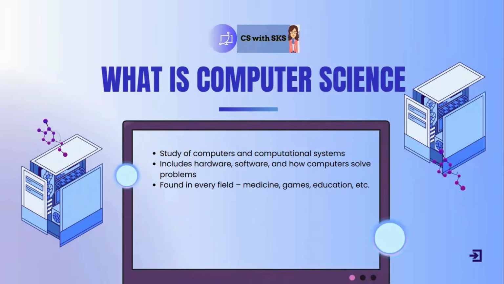So first of all, what is computer science? Computer science is basically all about studying computers and how they solve problems. It covers everything: hardware, software, how the two work together, and they're found in every field: medicine, games, education, etc., everywhere. Think about it: your video game, your school portal, even traffic light signals, they all use computer science, right?